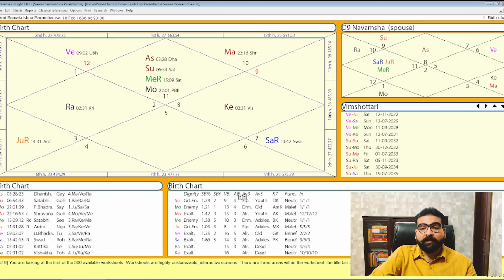So who is the natural Atma Karak? Natural Atma Karak is Sun. But who is the Atma Karak in his case? Mars. Okay. Now see that Mars in the birth chart is exalted in 12th house. 12th house is the house of Moksha Trikona. Okay. House of emancipation, enlightenment, liberation, mumukshutva, everything.